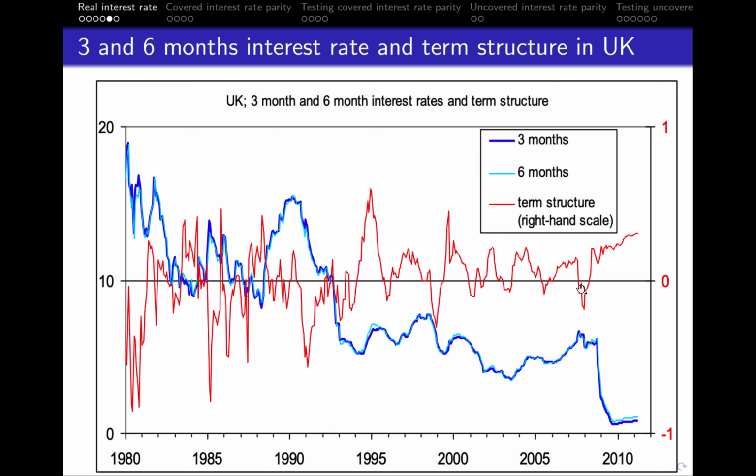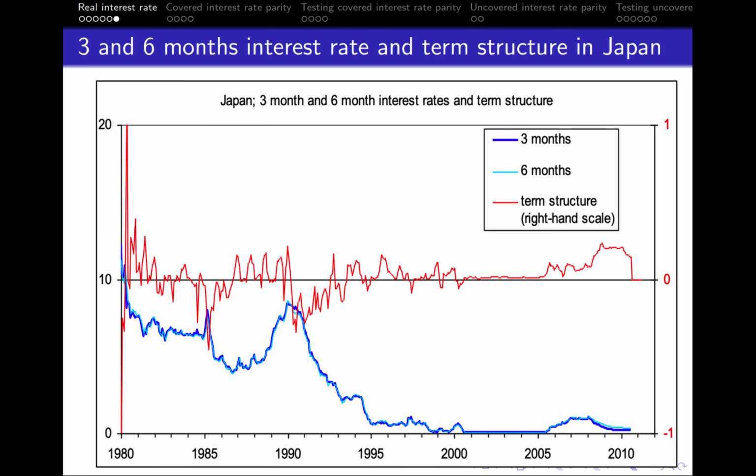But from time to time, we see that actually term structure is turning upside down. And look, we see a very similar situation in Japan. So we also see that actually term structure is changing from positive to negative. Although, in case of Japan, we see something that is even more interesting.